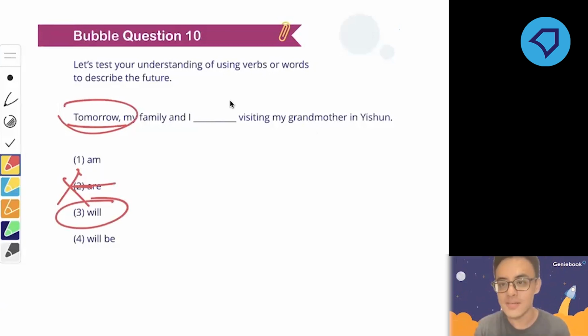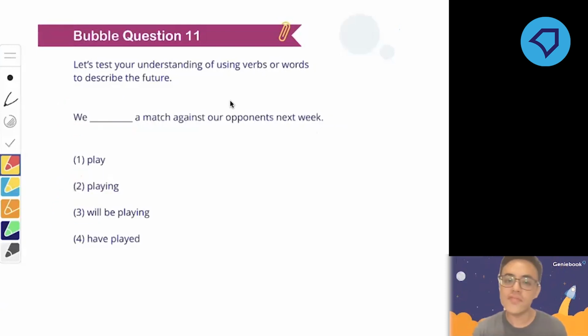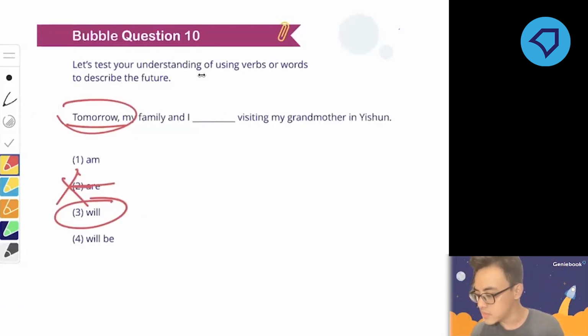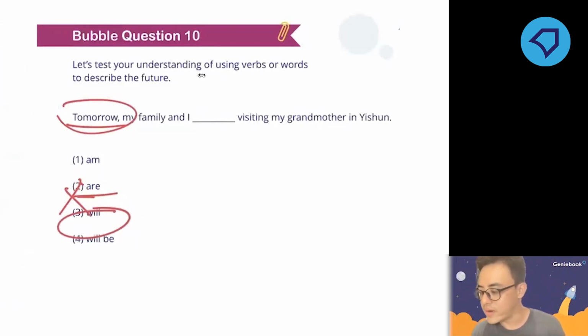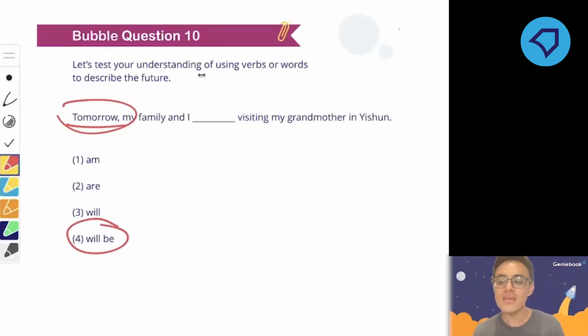You may have missed out on that word. So when you see these words, they are your huge, huge clues. Number 4, sorry, my brain. Yikes. I will be visiting my grandmother in Yishun.